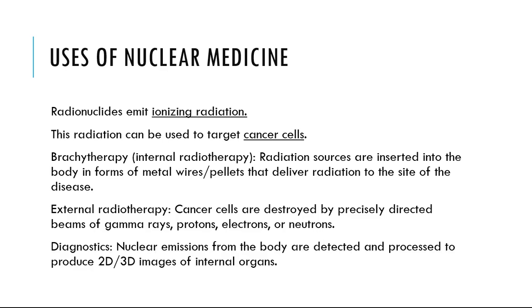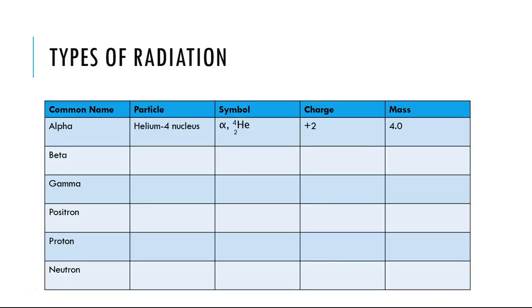They're also used for diagnostics. So basically, using a specific isotope, we can look at the nuclear emissions from the body, and these emissions are detected and processed to produce 2D or 3D images of internal organs. All right, so let's talk about types of radiation. Now, most of this should be a review from IB Chem 1, but you may have forgotten some of it.